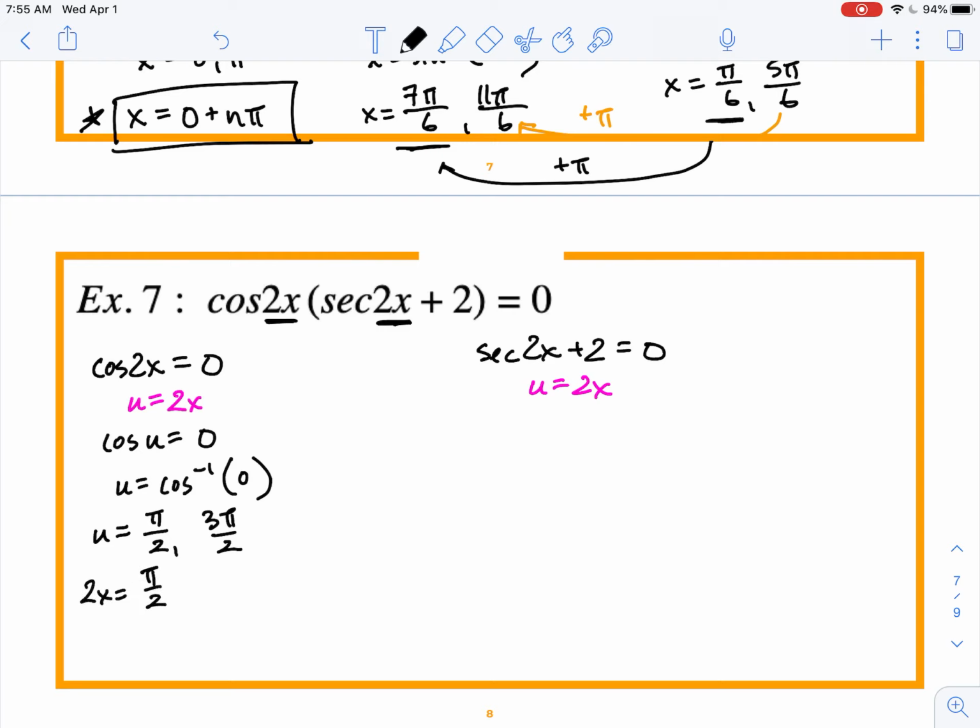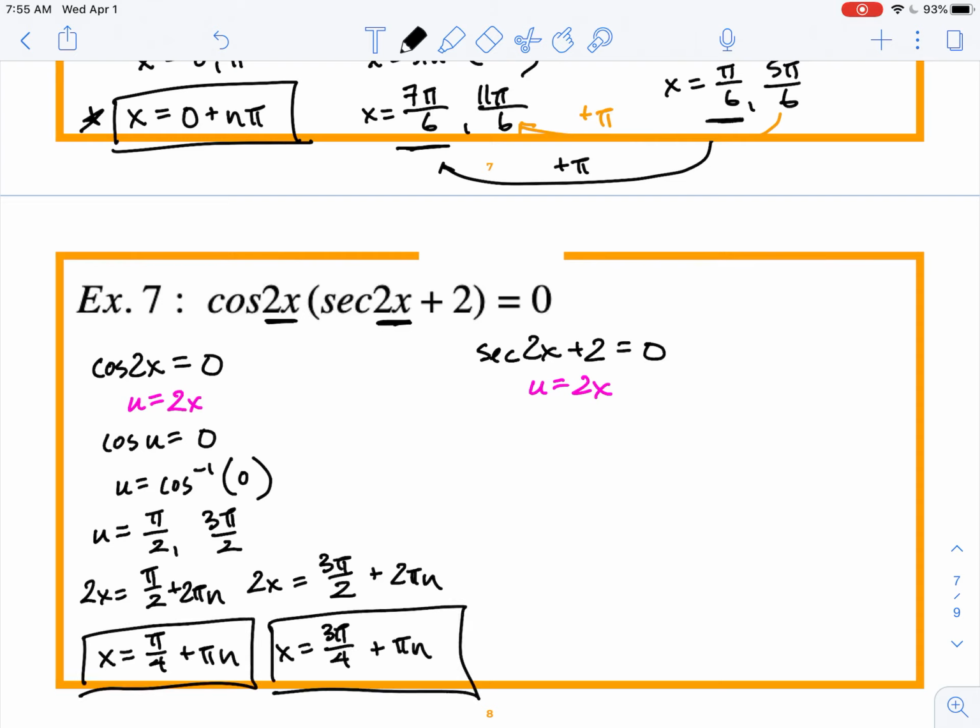Now because we're doing our u sub, we need to say 2x equals pi over 2 and 2x equals 3 pi over 2. And since we're going to do general solutions, I'm going to go ahead and add our 2 pi n and our 2 pi n. And now I'm going to go ahead and divide everything by 2, so I'll get x equals pi over 4 plus pi n. And when I look at the second one, I will get x equals 3 pi over 4 plus pi n. And so this will give me one solution set. This will give me another one. And I've still got a few more to find from the secant one.